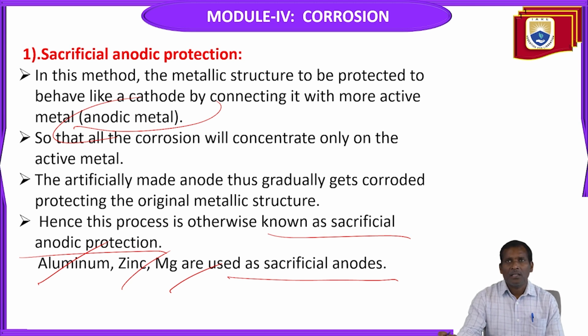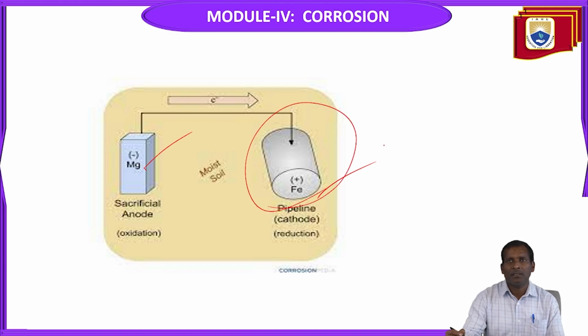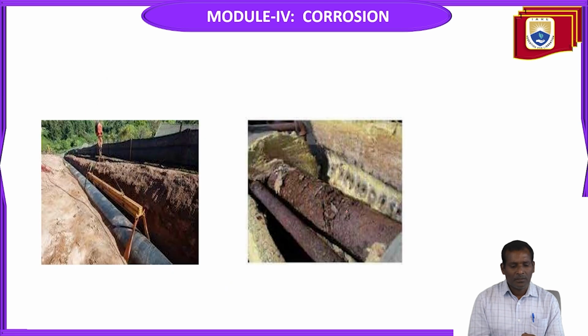Here it is connected with the anode. The material being protected from corrosion is the iron pipeline, which is connected to the sacrificial anode. This one acts as an anode, and the pipeline acts as a cathode. The sacrificial anode protection diagram is shown in this slide.